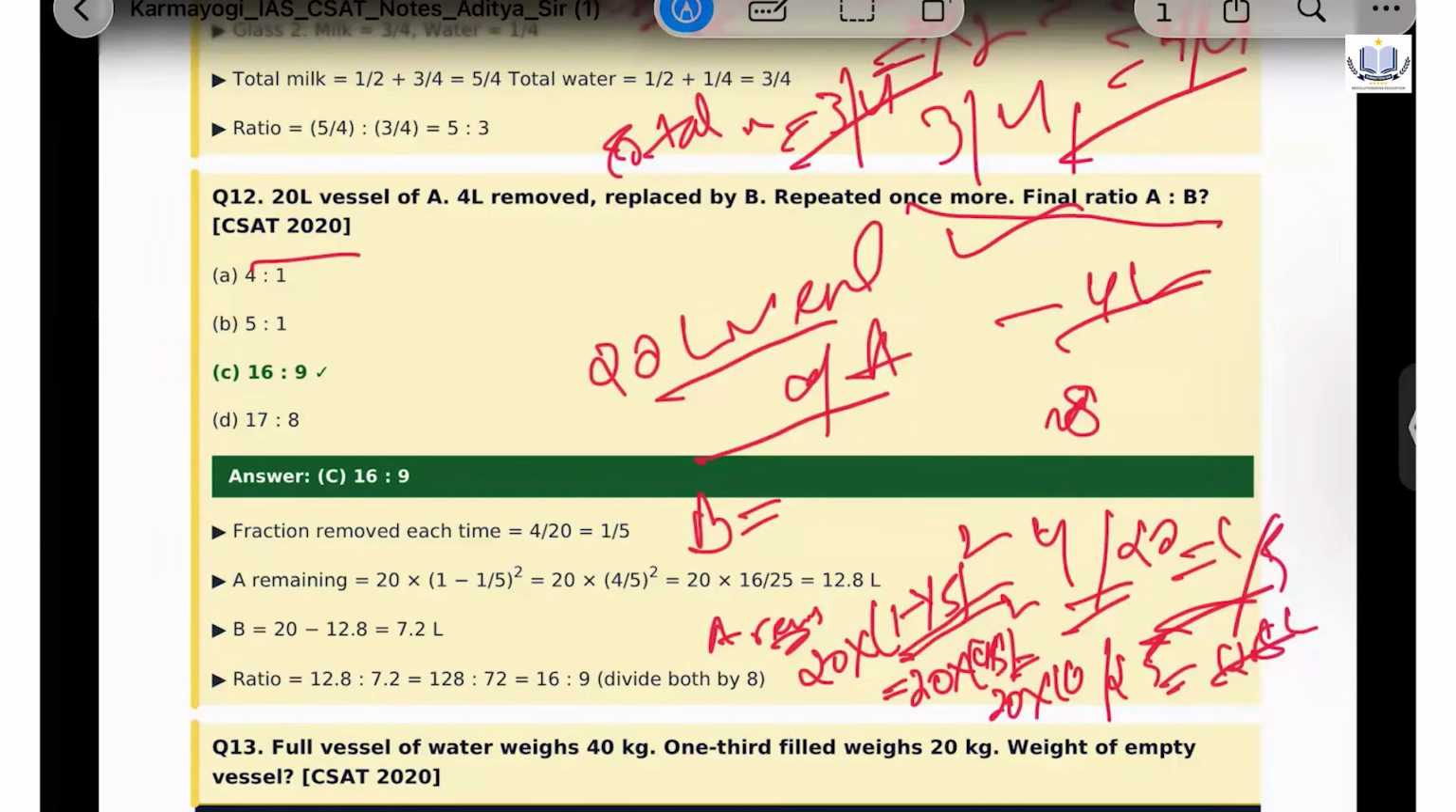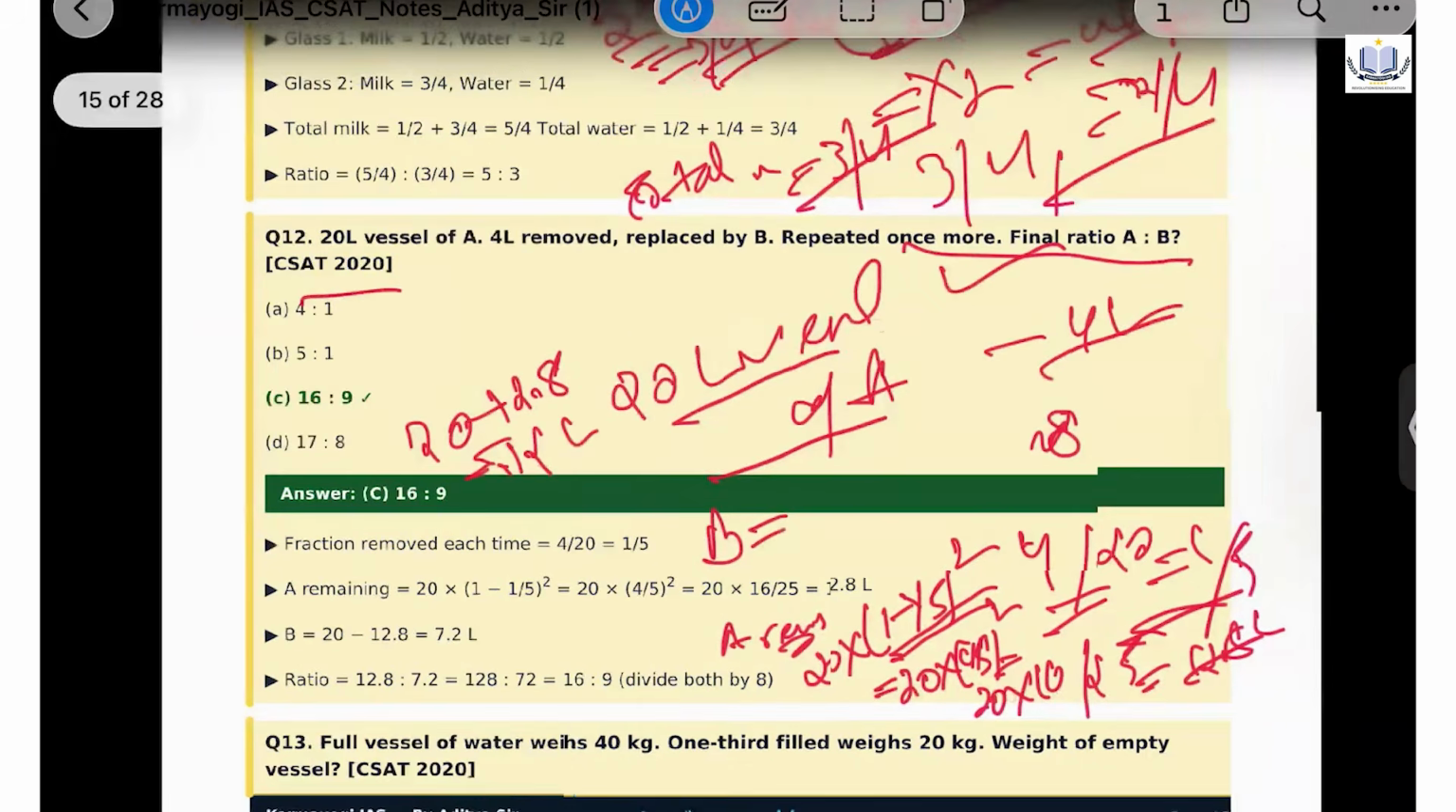A 20 liter vessel of A is there, 4 liters are removed and replaced by B. Again we are repeating the same process. So what is remaining is B. So 20 minus 12.8 equal to 7.2 liters. This is the formula that we are applying, right?